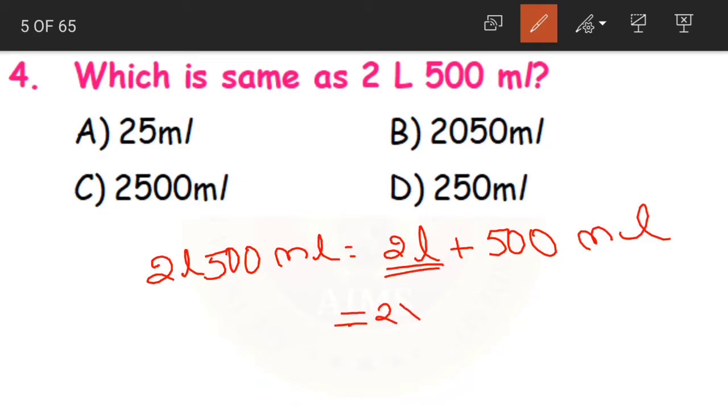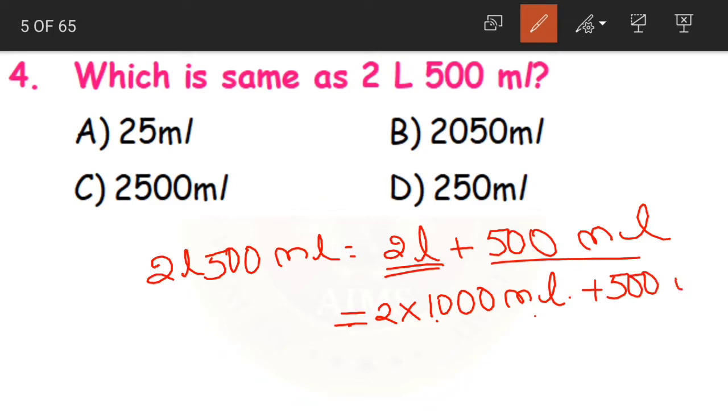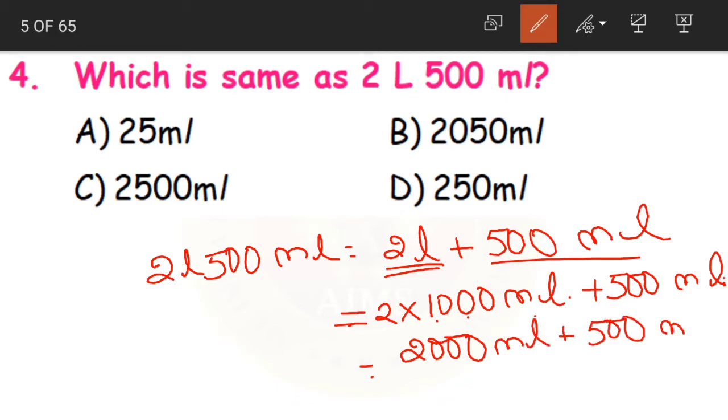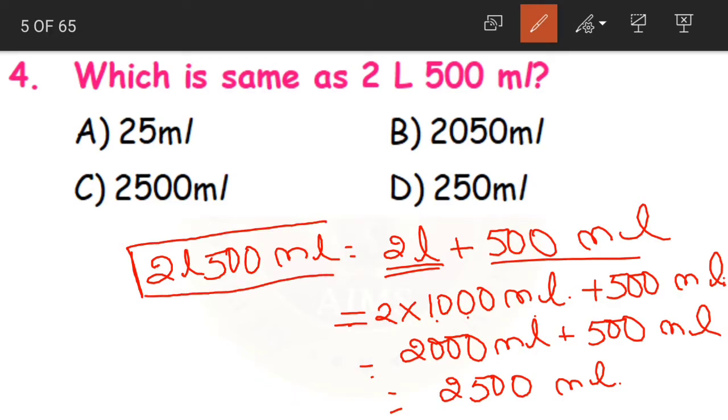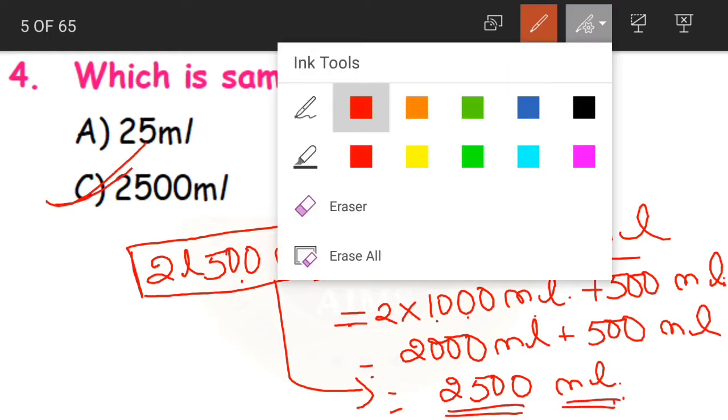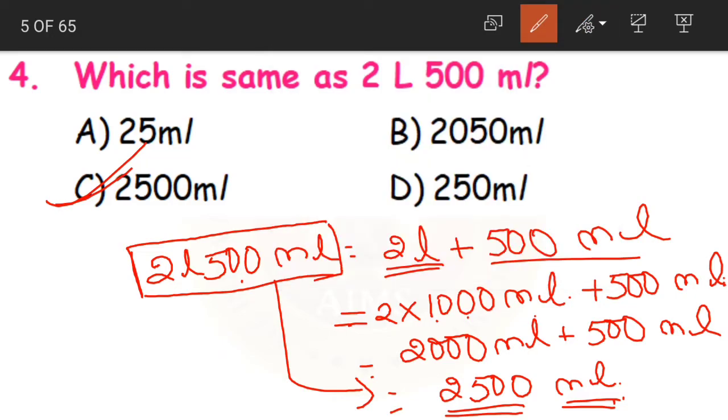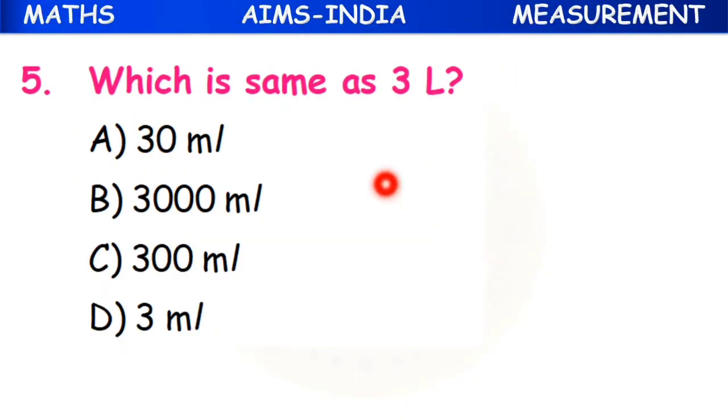Now 2 liters we will multiply with 1000 milliliters, plus our 500 milliliters as it is. Now 2 into 1000, 2000 milliliters plus our 500 milliliters. Now 2000 plus 500 becomes 2500 milliliters. So our quantity 2 liters 500 milliliters is the same as 2500 milliliters. That is option C. Is this clear, children? Question number 4. Now coming to question 5.